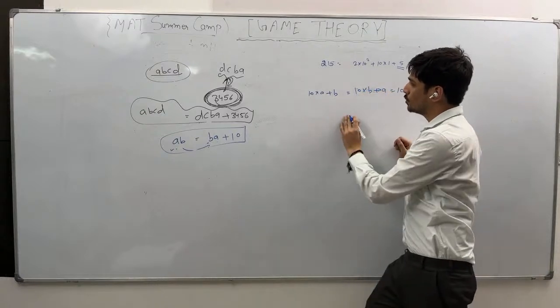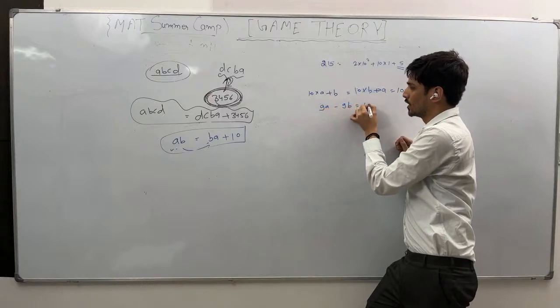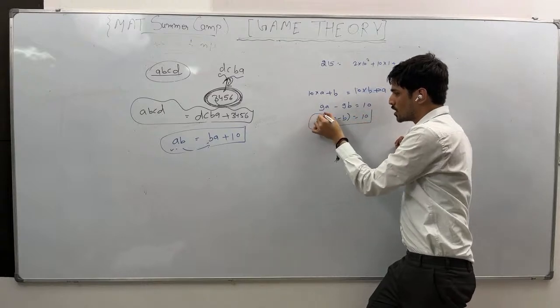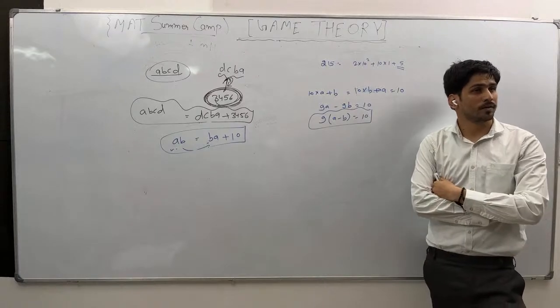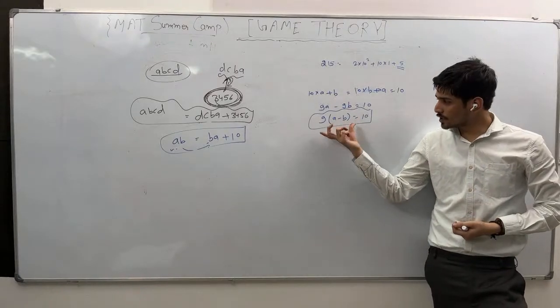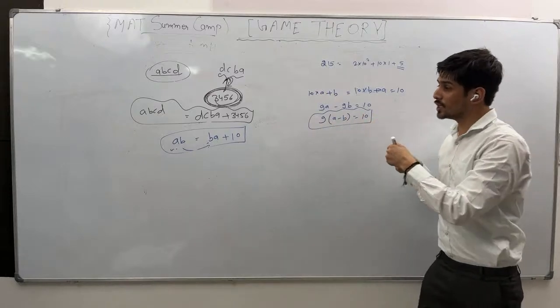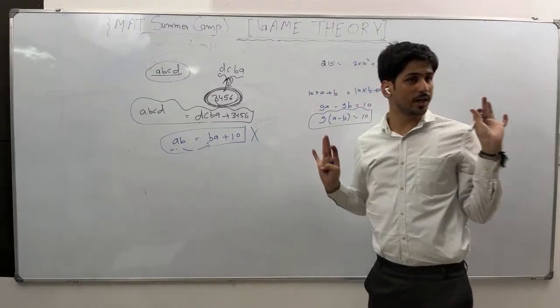So from here, what do I do? 10A minus A will become 9A, and 9B minus... so 9 times (A minus B) equals 10. Now can you tell me, the left-hand side will always be a multiple of 9, since A and B are integers, and the right-hand side is 10. So it means there is no such number whose reversal will give a difference of 10. You can try any number.